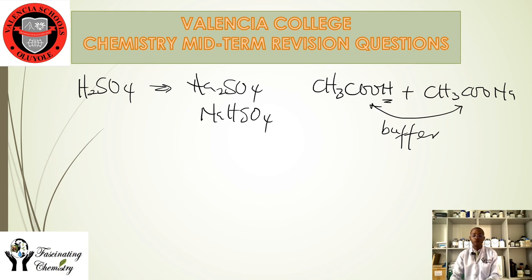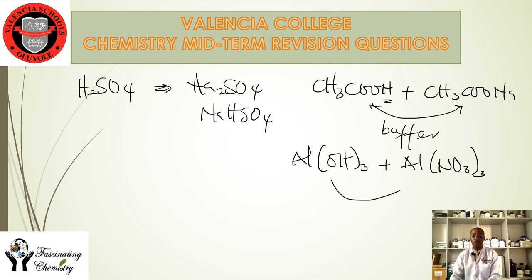Okay, you can also pick a weak base with a salt. Take for instance, you have aluminum hydroxide with its salt, that will be an aluminum salt. It can be aluminum nitrate or whatever aluminum salt you want to think of. Aluminum chloride is also acceptable. So when you have this combination of a weak base and a salt, then the solution that will be obtained is also going to be a buffer solution. It's as simple as that.